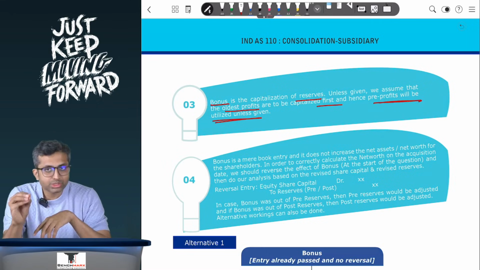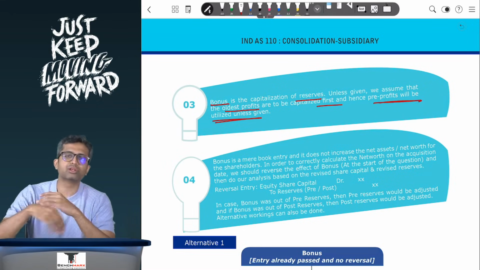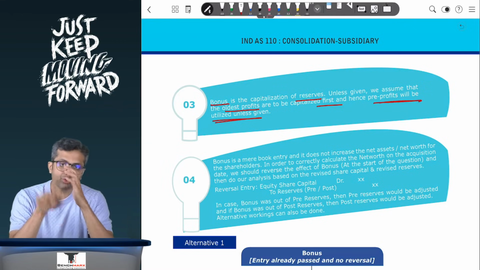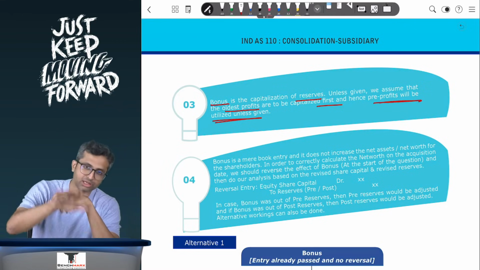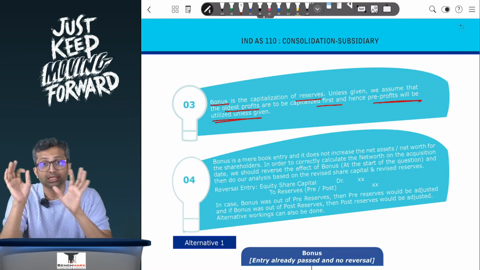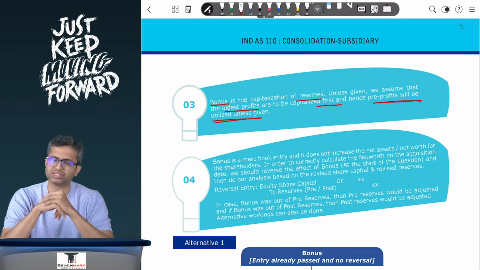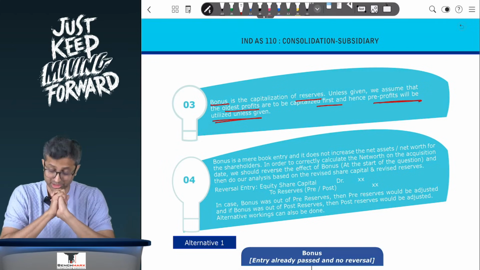The Institute usually uses this when the question tells you that there was a bonus and the subsidiary has not yet passed the entry for the bonus. Then what could have been done is you first pass the entry for a bonus, then show the reversal. Better than that, you don't pass the entry at all. That is what the Institute does. Instead of passing the entry and then showing the reversal, they don't pass the entry at all. They don't even need to show the reversal.